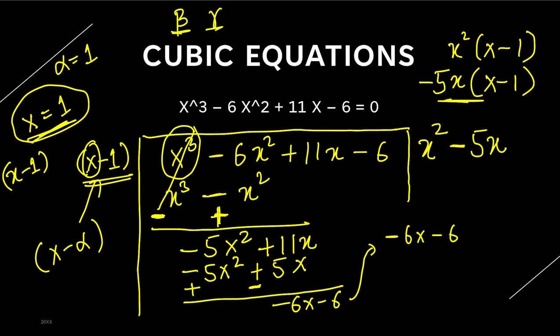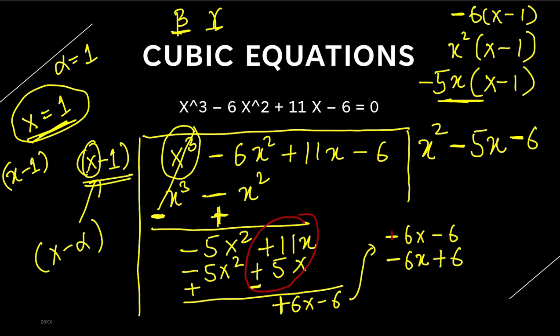Now again you have x minus 1. You want 6x. Okay, am I writing the equation wrong? One second. Okay, so 11 minus 5 is plus 6x here. I made a mistake here. 11 minus 5 is 6x minus 6, so this will be a plus sign.